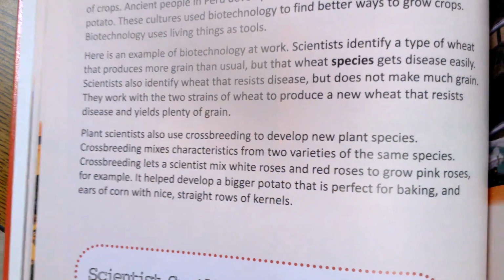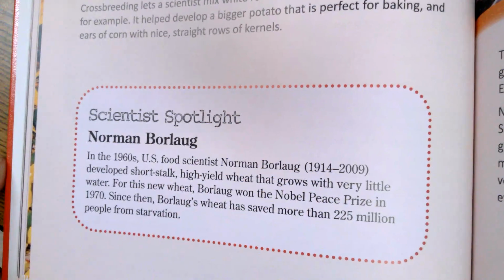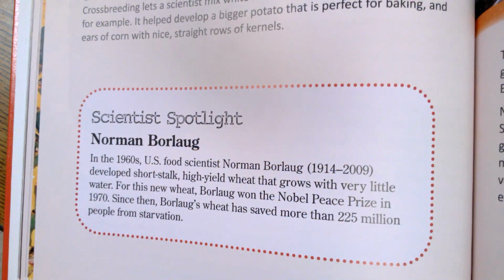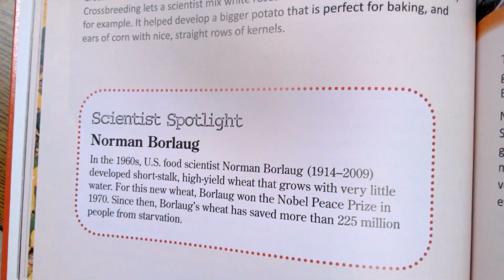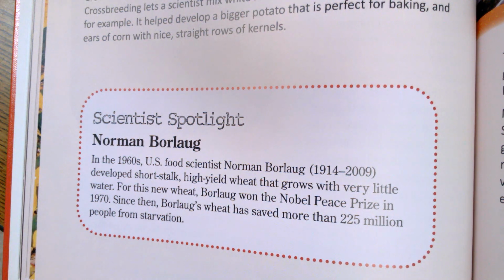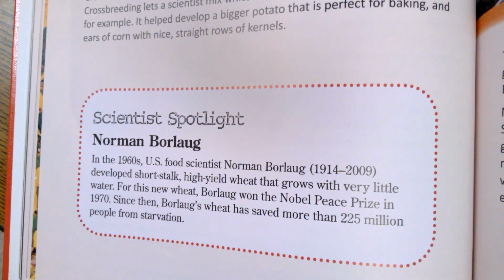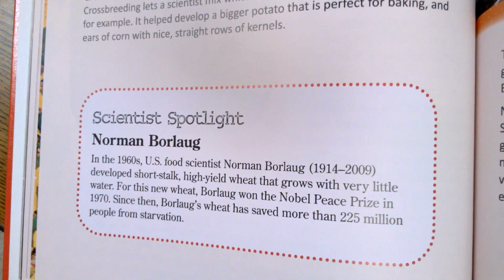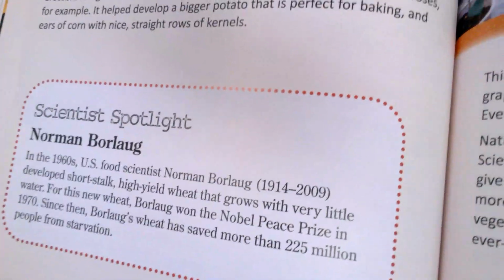Scientist Spotlight. Norman Borlaug. In the 1960s, U.S. food scientist Norman Borlaug developed short-stalked, high-yield wheat that grows with very little water. For this new wheat, Borlaug won the Nobel Peace Prize in 1970. Since then, Borlaug's wheat has saved more than 225 million people from starvation.